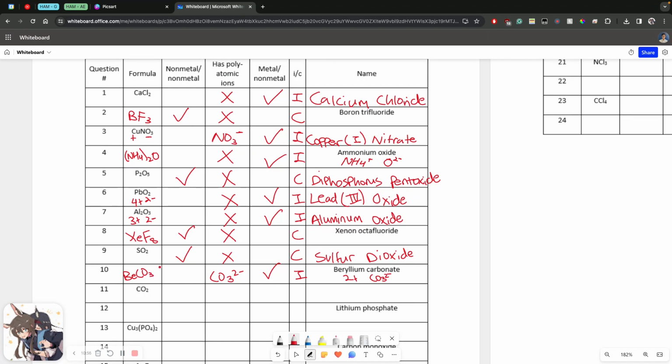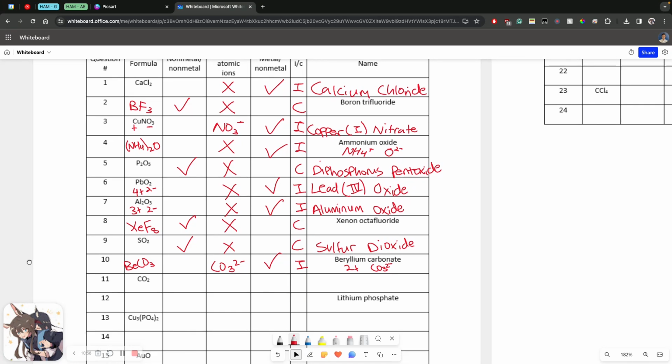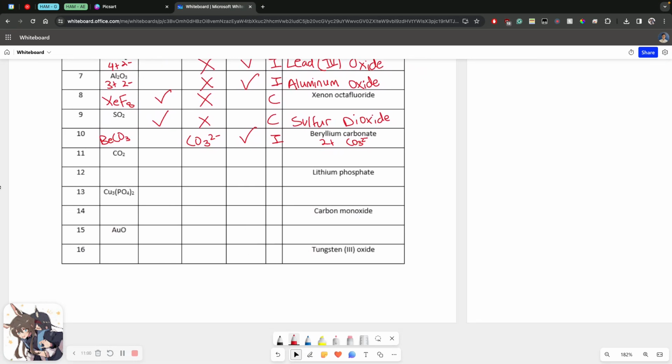All right, let's take a look at 11. CO2. I hope everyone knows what CO2 is, but of course, if you don't know, you don't know. It's carbon dioxide. But let's come up with the actual formula for it. So CO2, we determined that carbon is a non-metal. So let's give that box a little check here and write covalent. Of course, oxide is not a polyatomic ion.